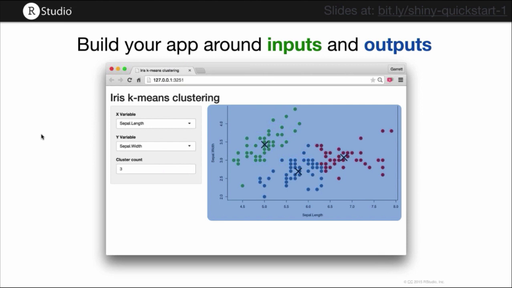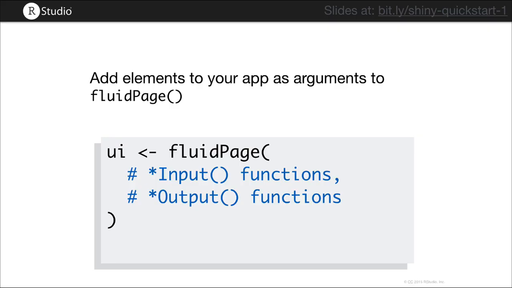And the way you add them to your app is very simple. In both cases, you just add inputs and outputs to the fluid page section of the template. Anything you put inside fluid page is going to end up in your app, and inputs and outputs are the things we want to end up in our app. You add inputs with input functions, and you add outputs with output functions.